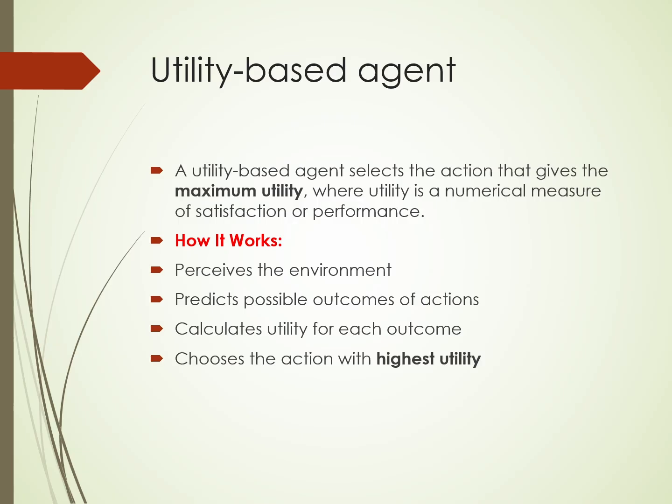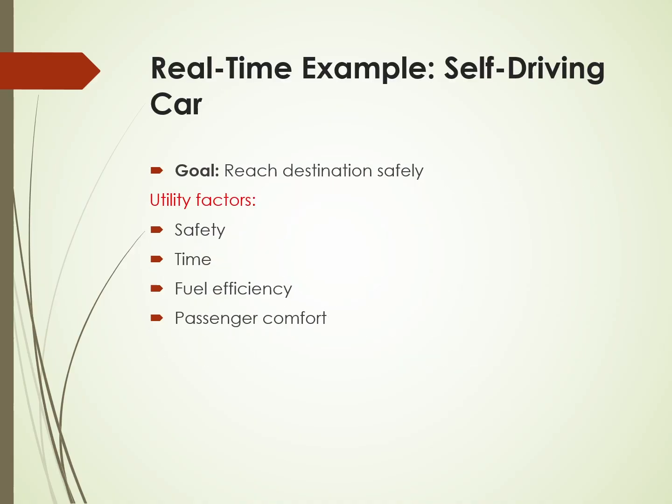The next type of agent is the utility-based agent. A utility-based agent selects the action that gives the maximum utility, where utility is a numerical measure of satisfaction or performance. It perceives the environment, predicts the possible outcomes of actions, calculates the utility for each outcome, and chooses the action with the highest utility. The best example of a utility-based agent is a self-driving car. The goal is reaching a destination safely. The utility factors are safety, time, fuel efficiency, and passenger comfort.